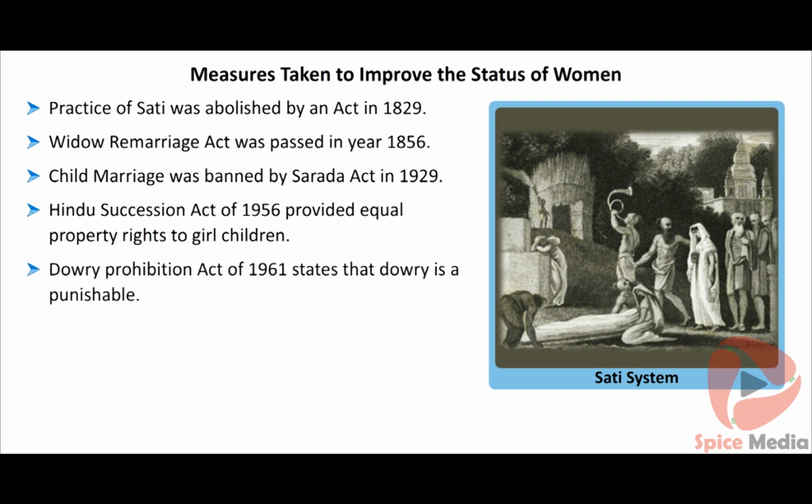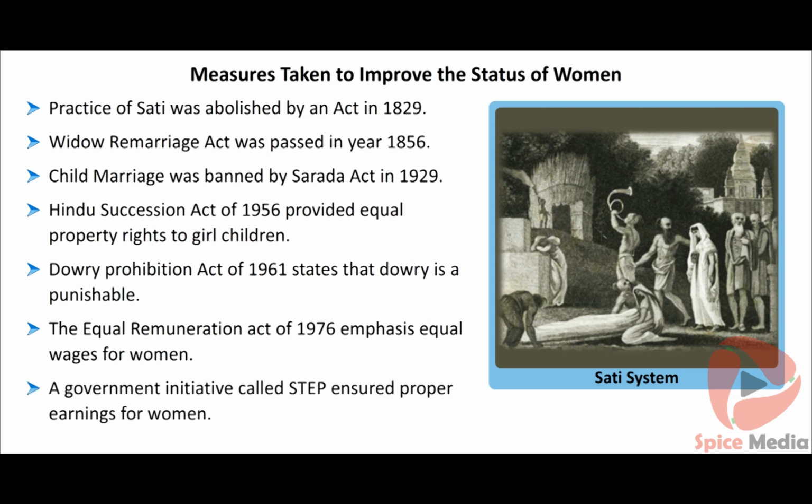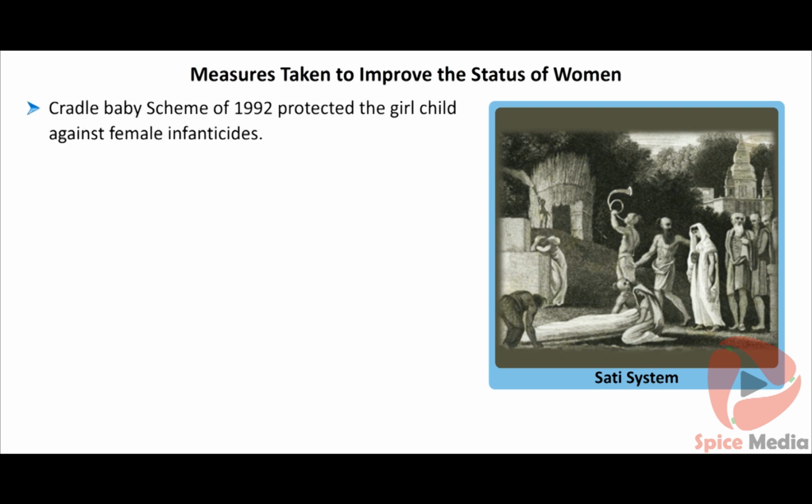The Dowry Prohibition Act of 1961 states that dowry is a punishable offence. The Equal Remuneration Act of 1976 emphasizes equal wages for women. A government initiative called STEP, meaning Support of Training and Employment Scheme, ensured proper earnings for women. The Cradle Baby Scheme of 1992 protected the girl child against female infanticides.